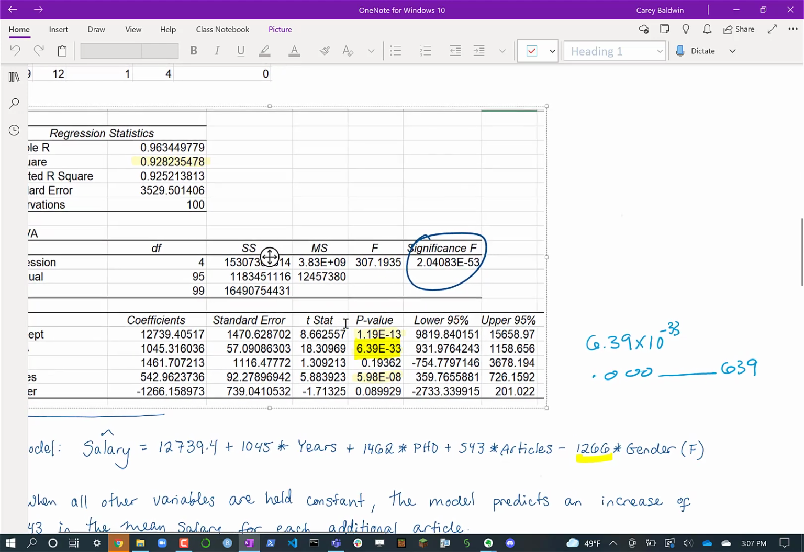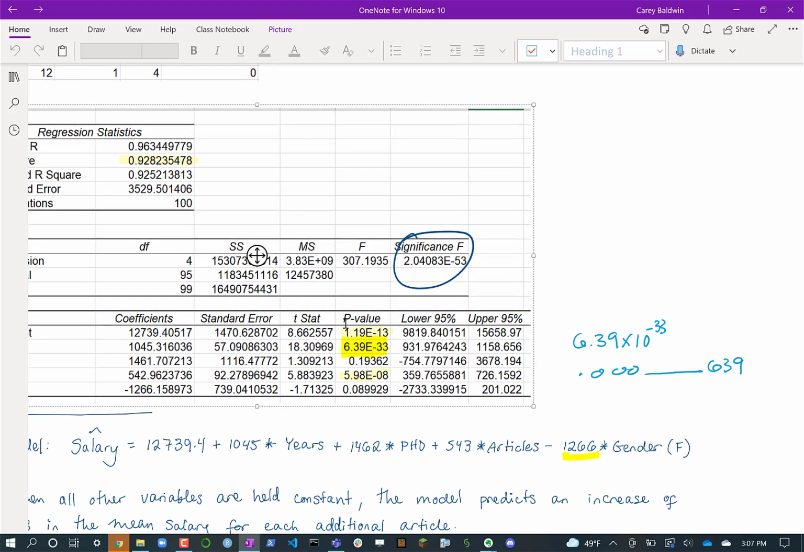Where it says model, we have predicted salary is equal to 12,739.4. That's the intercept of the model. Then we add the next term, which is the coefficient for years, 1,045 times years, plus 1,462 times PhD, and so on, right? Notice that the coefficient for gender is negative, and we'll talk about that in a second.